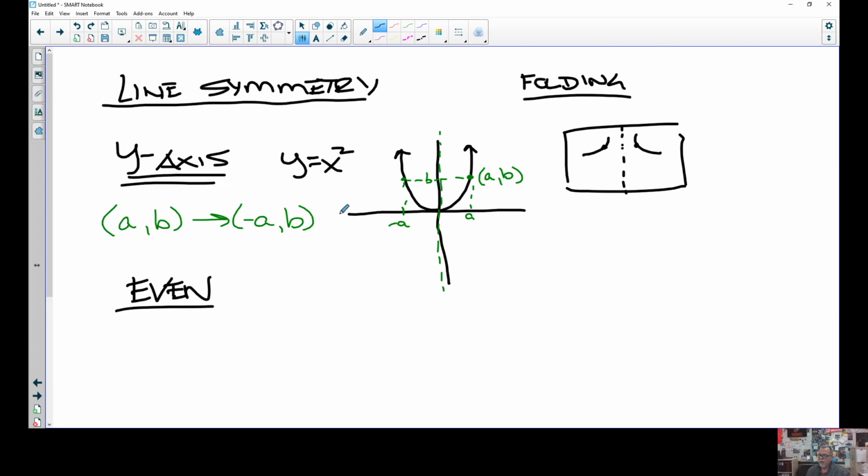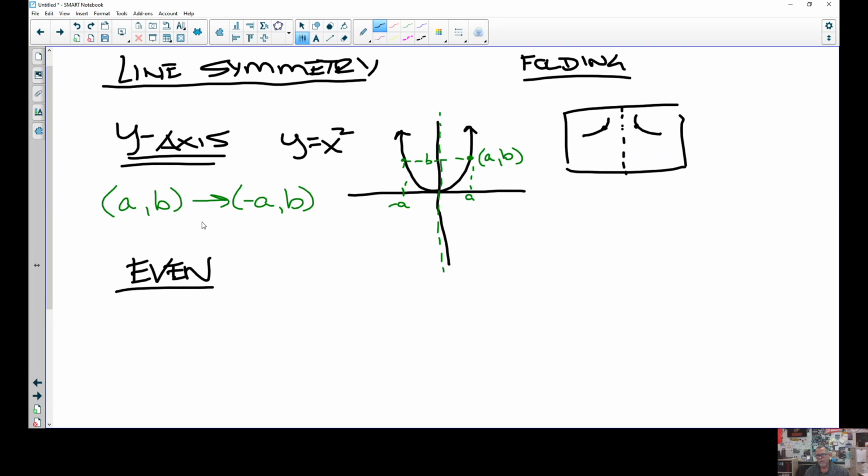If it has mixed exponents, again, it's neither even nor odd. If it has all odd exponents in that polynomial, a polynomial in one variable, I should mention that, then it would be an odd function. All right, so again, even and odd right off the bat. Odd is an origin symmetry, y-axis symmetry is even. All right, so that's one of our line symmetries. We got 4 of these.